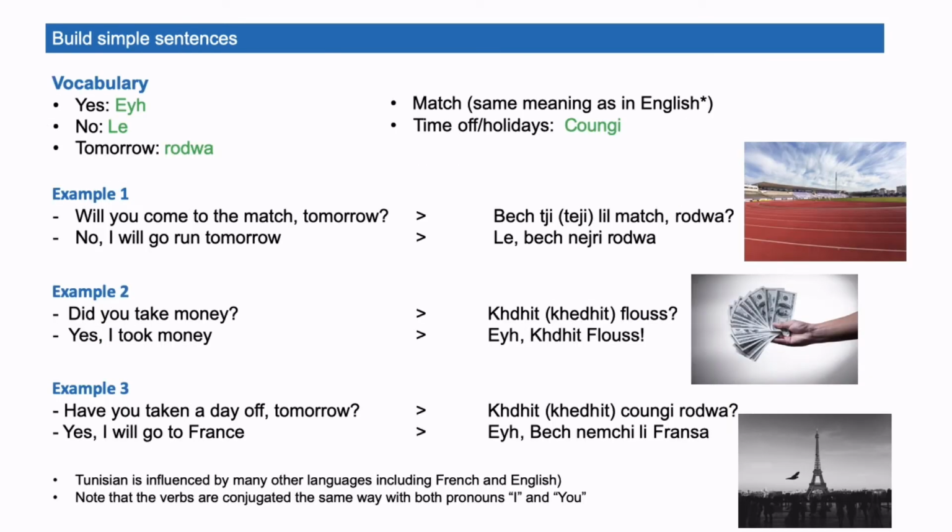Here's some vocabulary you might find useful whilst we're going through these examples. Yes in Tunisian is ay, no, la, tomorrow, rodwa. Match has the same meaning as in English, like a football match. Time off, holidays, is congé. You might recognize this word if you're a native French speaker, congé.